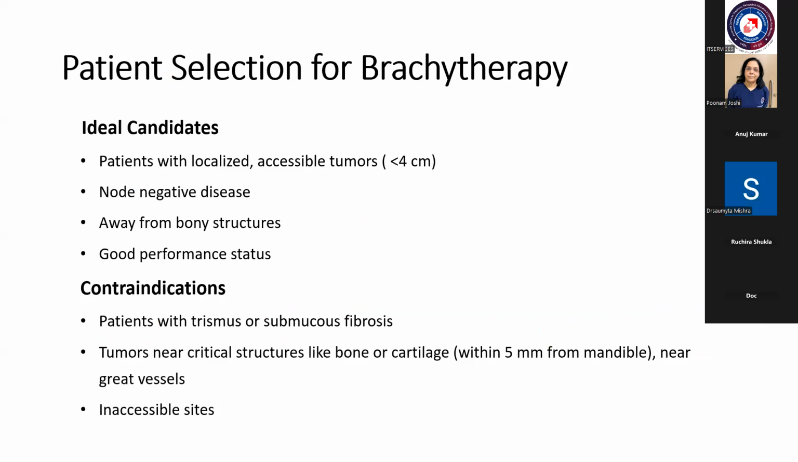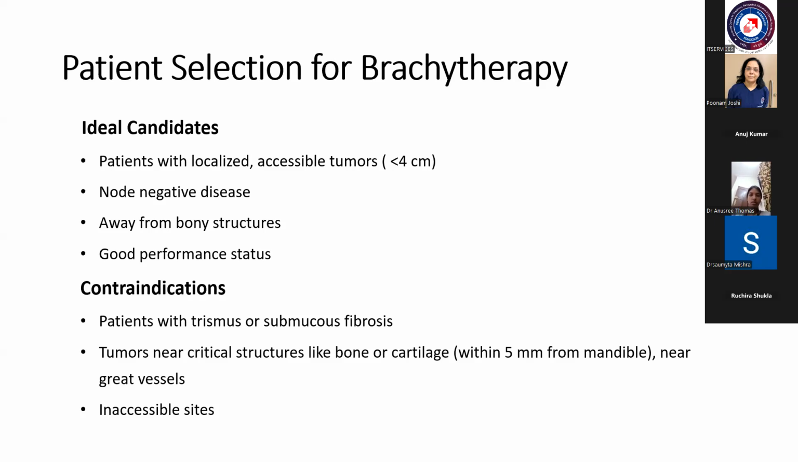Ideal candidates are those who have localized, small, accessible tumors which are less than 4 centimeter, which is T1, T2, and node negative disease. The lesion should be away from the bony structures, and the patients should have a good performance status. We know anesthesia is required for brachytherapy, and that is why the patient should be medically operable before we consider brachytherapy.